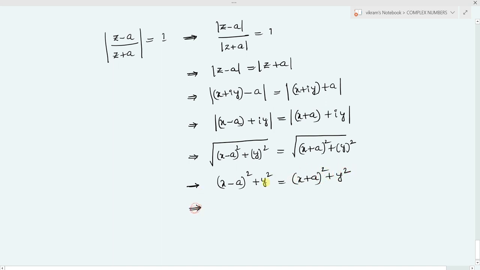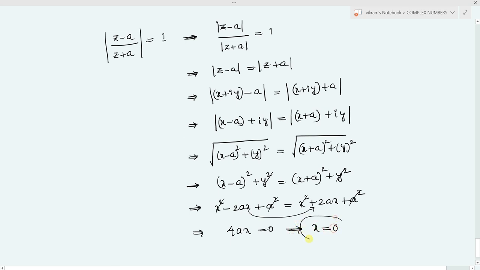From the two sides y squared cancels out, and the LHS can be expressed as x squared minus 2ax plus a squared, and the RHS as x squared plus 2ax plus a squared. The x squared and a squared terms cancel out, and taking terms to one side we can write 4ax equals 0. That implies x equals 0 is the locus.